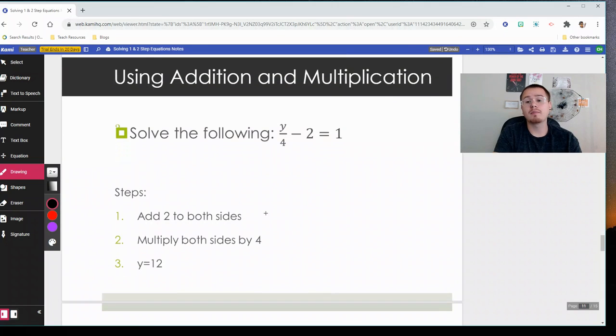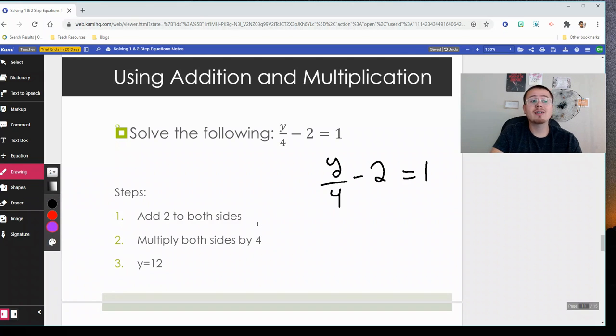Take a deep breath, because this one's a little different. This one, we're going to have to undo subtraction and division. Again, I'm giving you all the written steps, but we'll still walk it through. So we have y divided by 4. Yes, some of you are like, it's y over 4, but read the math. It'll make you a better mathematician, trust.